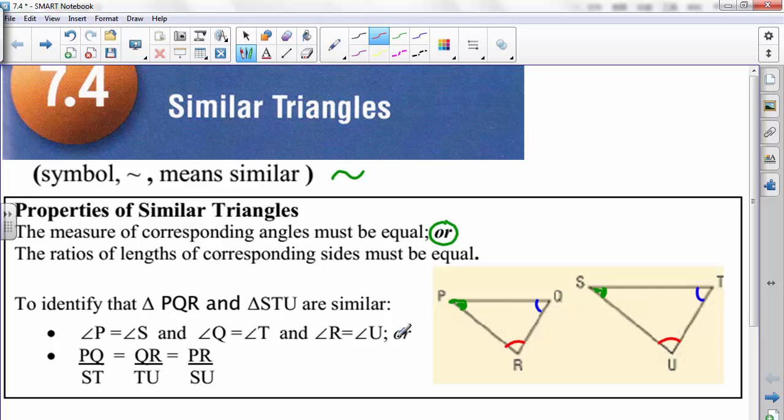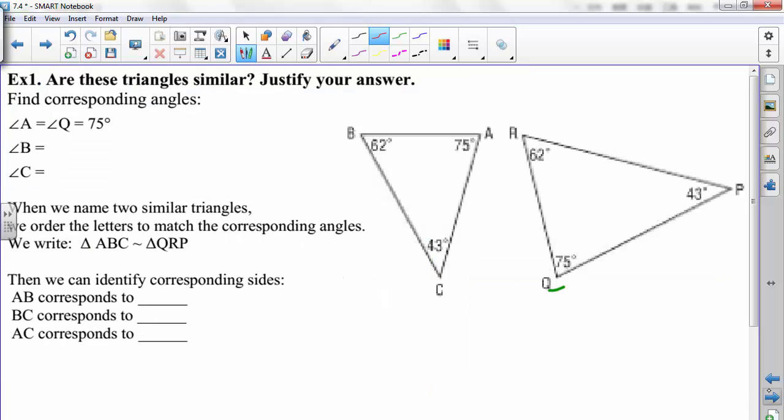Or the ratios of their corresponding sides must be equal. PQ corresponds to ST. QR corresponds to TU. PR corresponds to SU. So if I use those pairs of corresponding sides to form three ratios, those three ratios must be equal. Let's look at example 1.